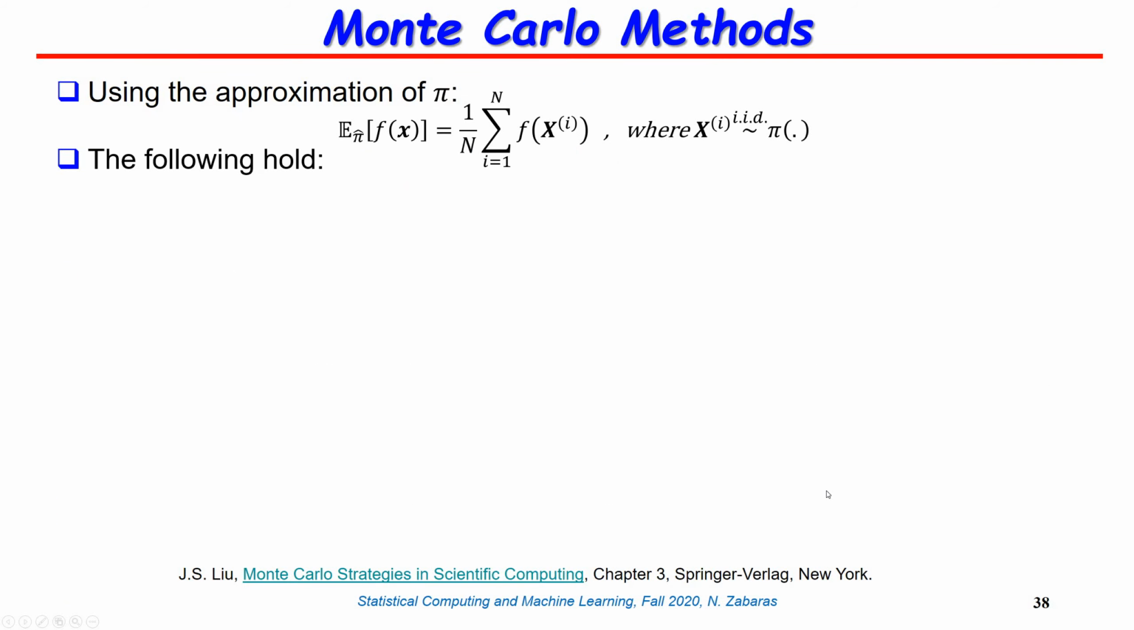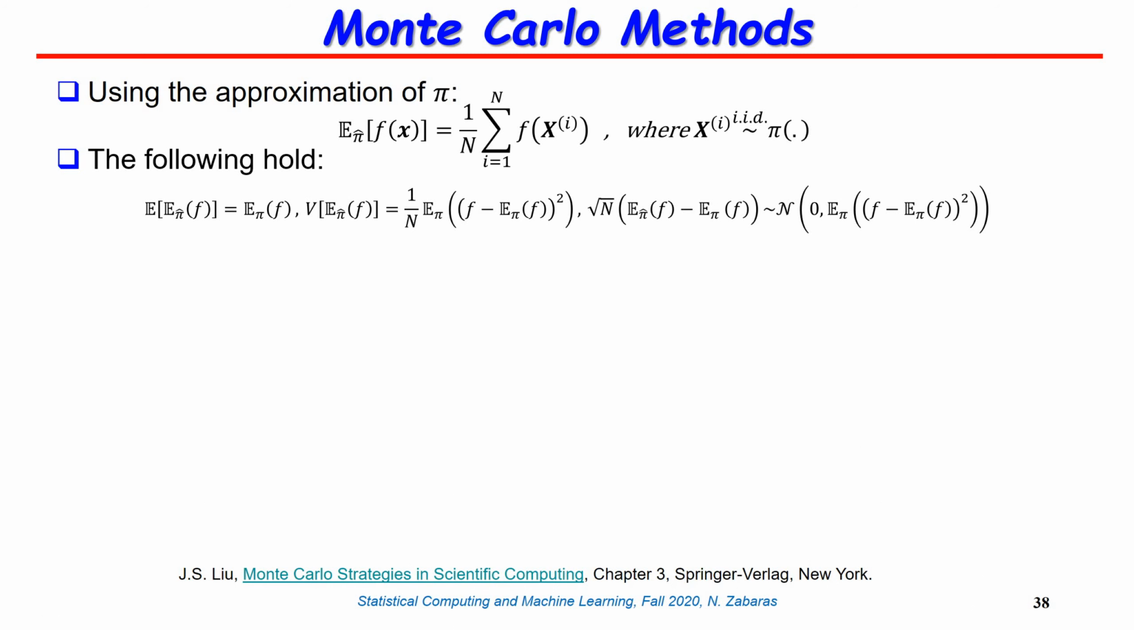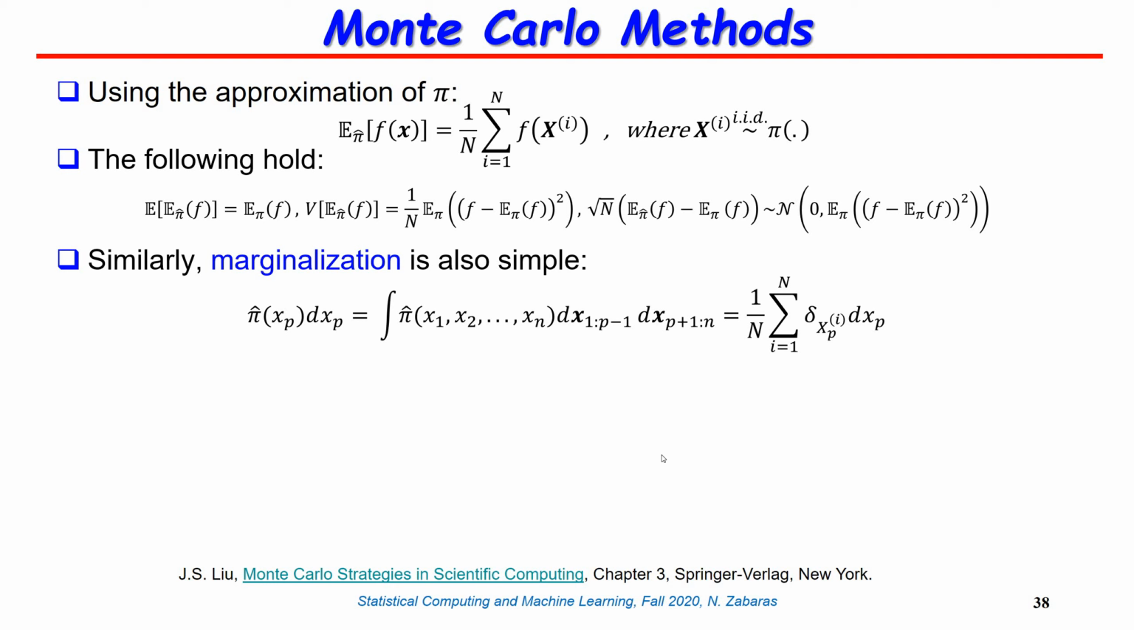Now, if x here is a high dimensional vector and you are only interested in marginal distributions, you can actually compute this very easily as post-processing. So if you want to integrate all the variables out except the variable p, the marginal of x_p would be nothing else but this empirical measure that involves only these delta functions on the components x_p.